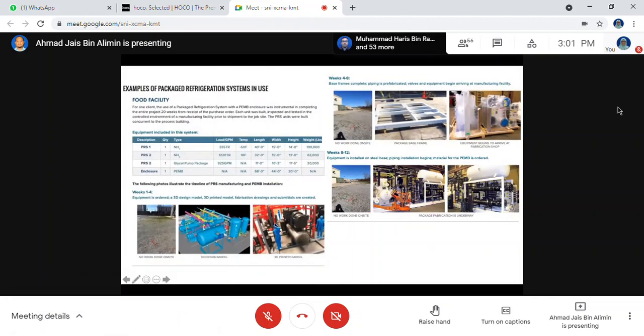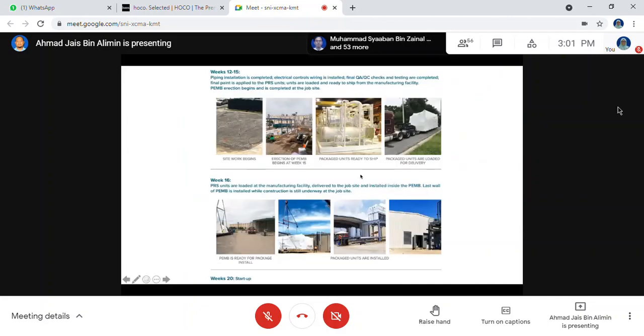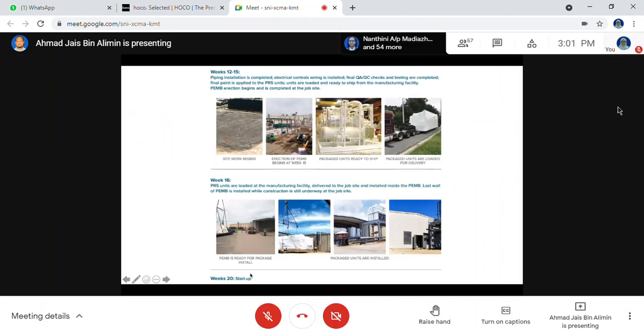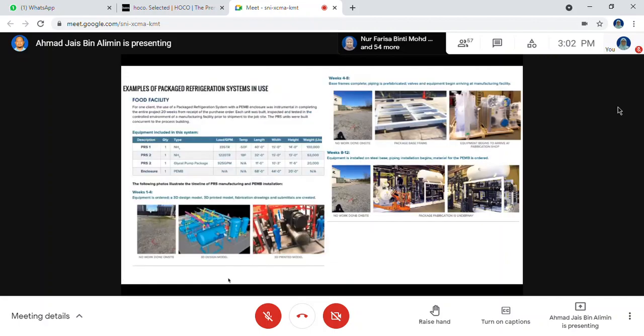So they have all the necessary equipment: the frame, the compressor, the condenser, and everything. They design and build it somewhere else, and once they put it together as a modular system, they ship it to the required location, connect all the tubes and everything else, and then start the cooling process. Based on their record, they only require 20 weeks from the design until fabrication.